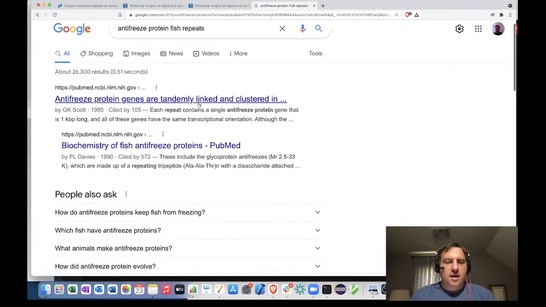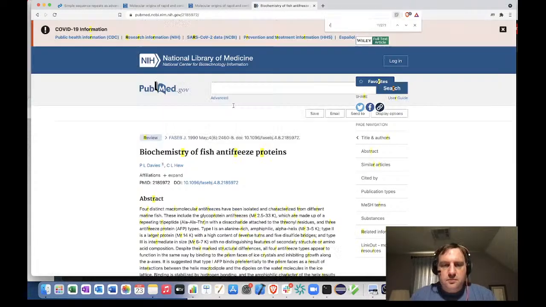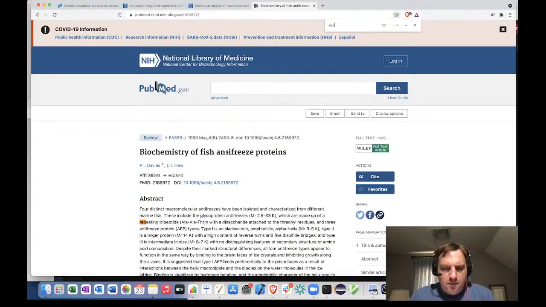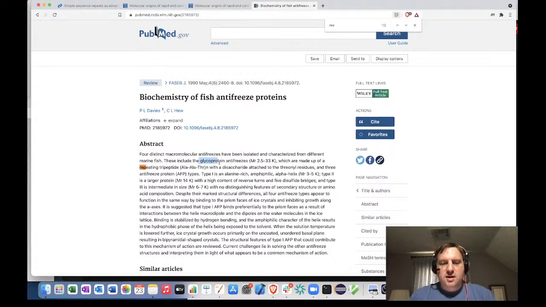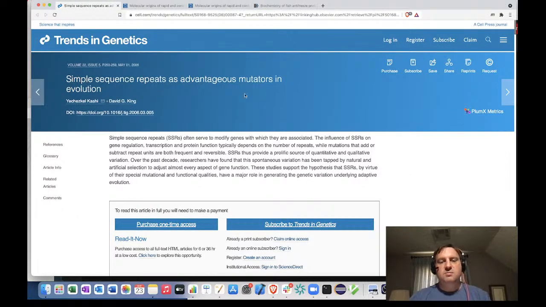I think the one that I was actually looking at was fish. Yeah, the glycoprotein antifreezes, which are made up of a repeating tripeptide. So you have this repeating tripeptide, and I've always wondered if, as something adapts to more and more cold, it can expand this repeated element. Again, a question, but it's worth looking into, and it's also kind of an example not out of bounds for what we've generally seen in biology. So anyway, simple sequence repeats. Check out this article, Simple Sequence Repeats as Advantageous Mutators in Evolution.